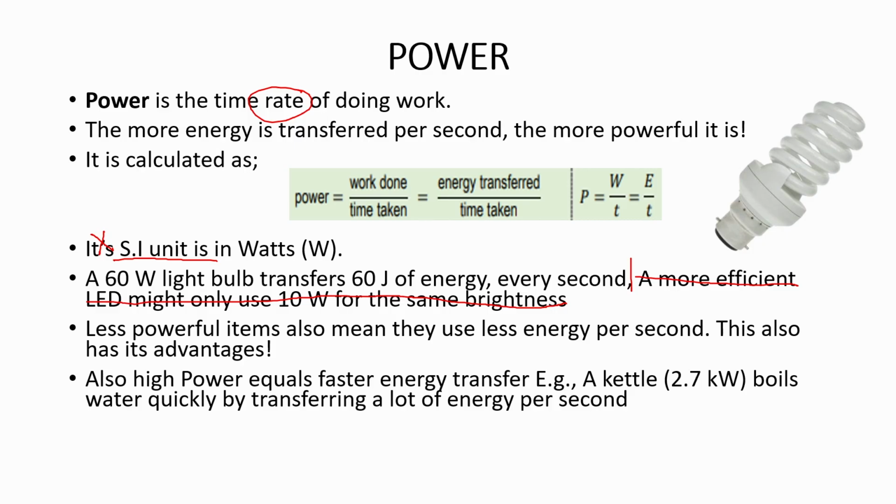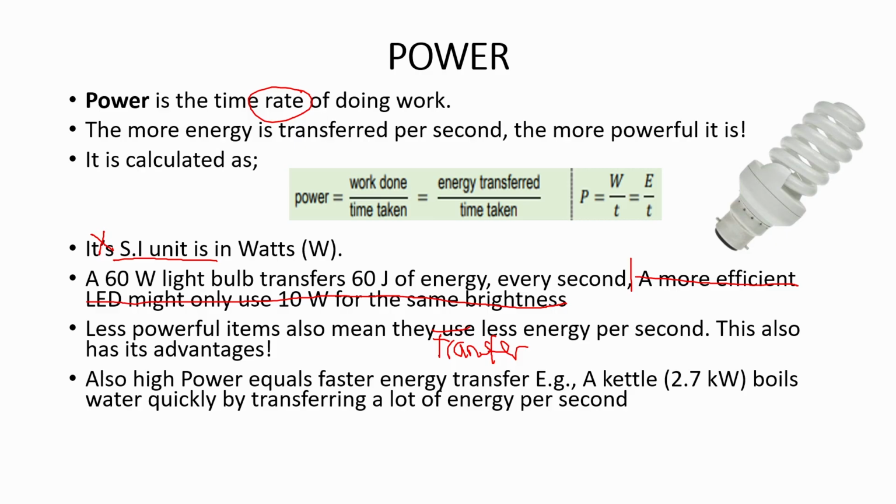It is true that less powerful items transfer less energy per second. So a 10-watt light bulb is transferring less energy per second than a 60-watt light bulb. So we are using less energy, and therefore it will cost us less, for example.